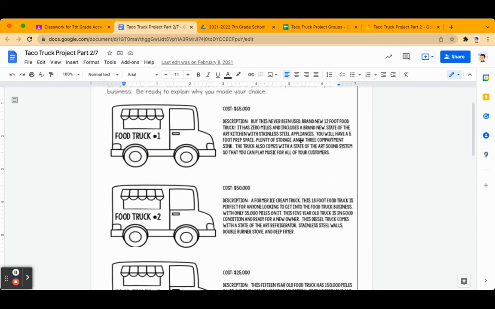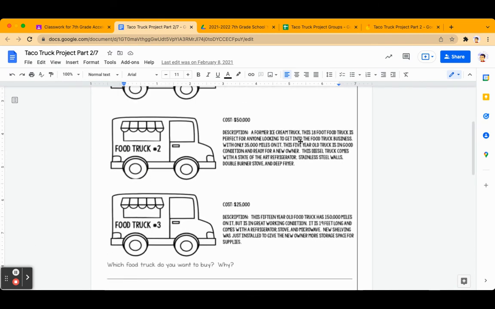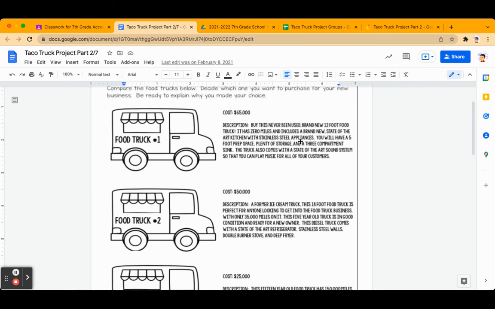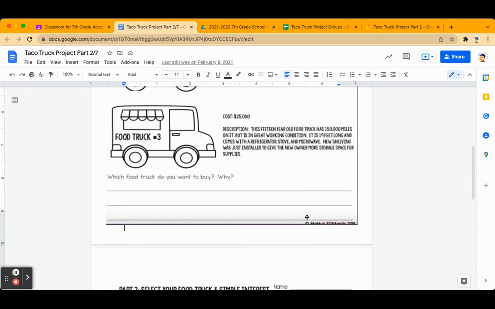So there's 3 different options: food truck 1, food truck 2, and food truck 3. You're going to go through the description, take a look at the prices, and at the bottom, you're going to decide which food truck you want to buy and why. Again, it can be done on loose leaf if need be, copy paper. If you could print this out, you can print this out, whatever you need to do.